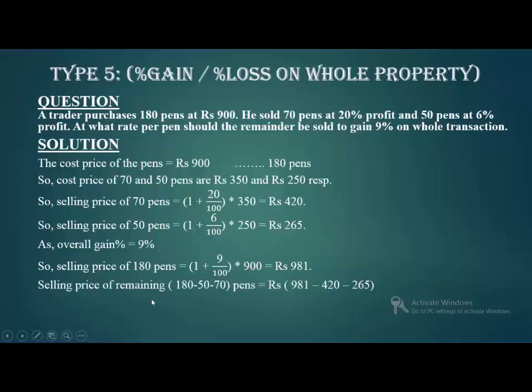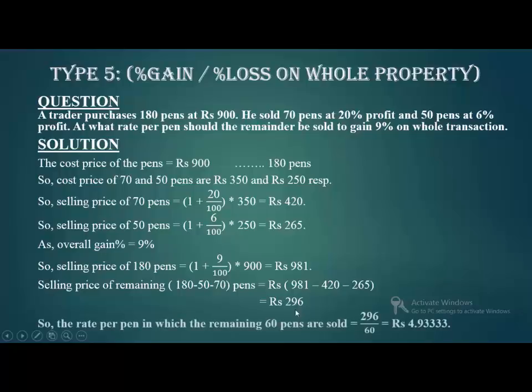Now, the selling price of the remaining pens, the remaining number of pens, that is 180 minus 50 minus 70, will be the selling price of the whole transaction minus the selling price of 70 pens minus the selling price of 50 pens, which will result in rupees 296, which means that 180 minus 50 minus 70, that is 60 pens, are being sold at rupees 296.